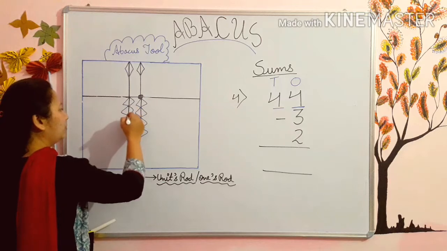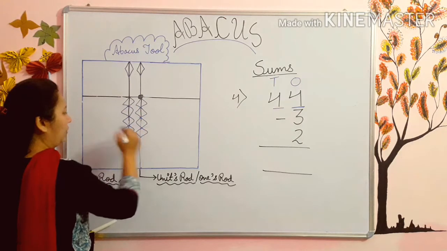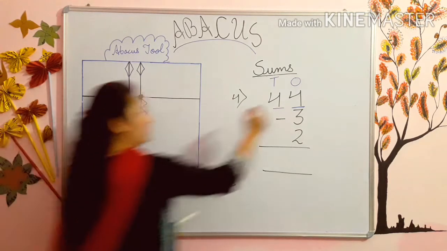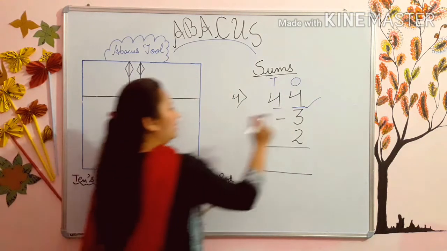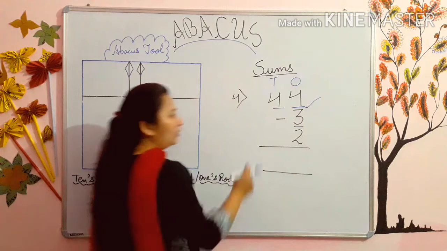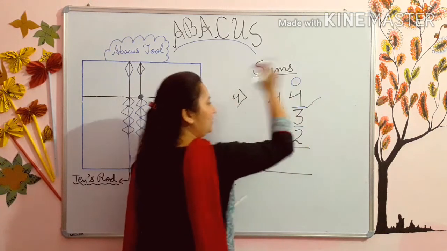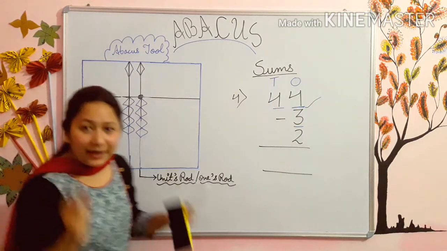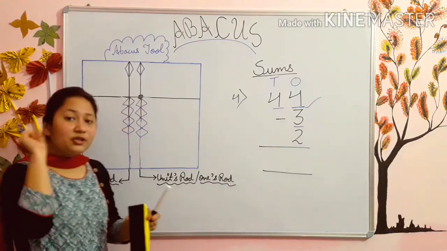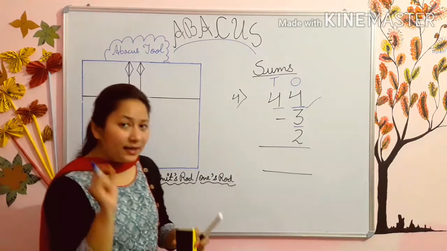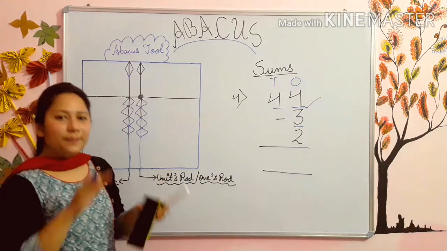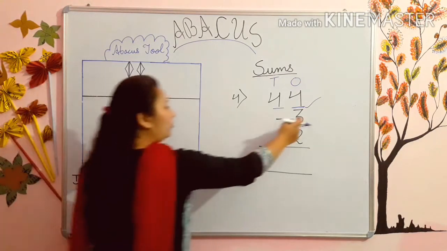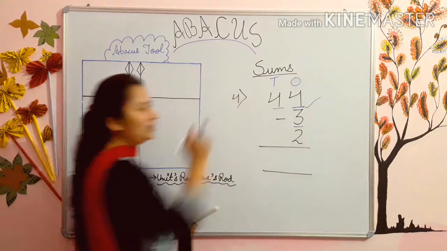1, 2, 3, 4. So this is done. Now come to next. Next means 3. Now 3 will go in ones rod. Now minus 3. Please watch the signs. Minus 3 means you have to subtract, and you have to subtract it from ones rod.